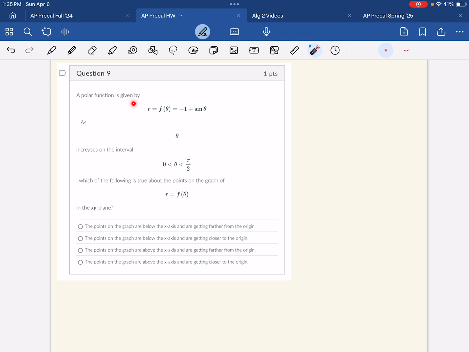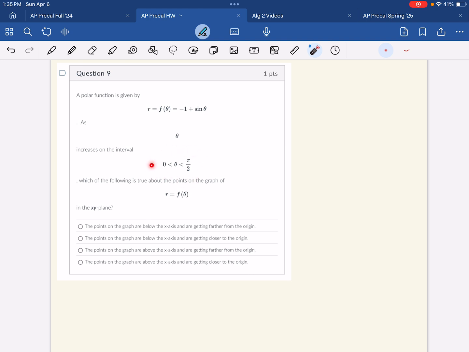A polar function is given by r equals f of theta equals -1 plus sine theta. As theta increases on the interval 0 to pi over 2, which of the following is true about the graph of r equals f of theta in the xy plane? Okay, so you have a couple of choices here.